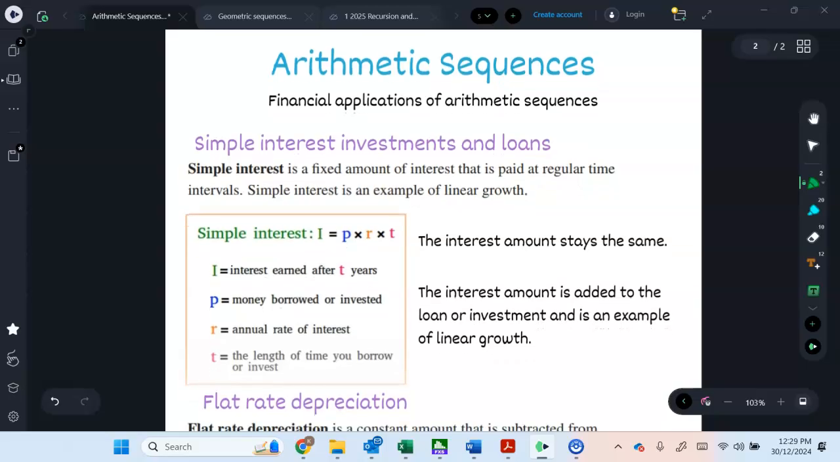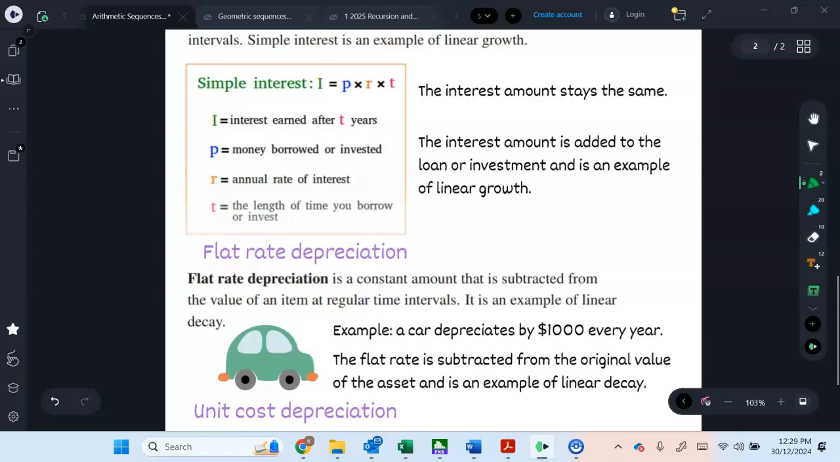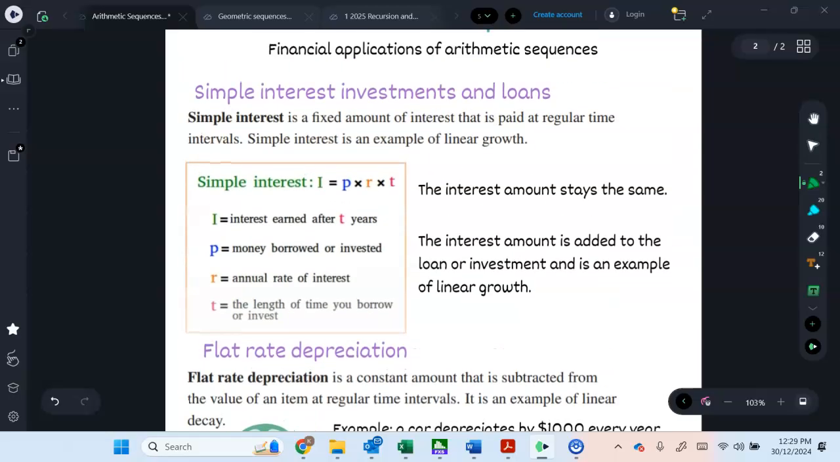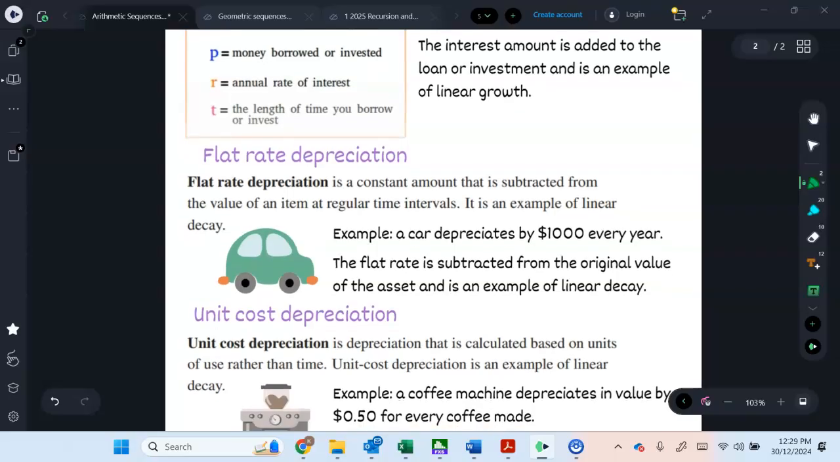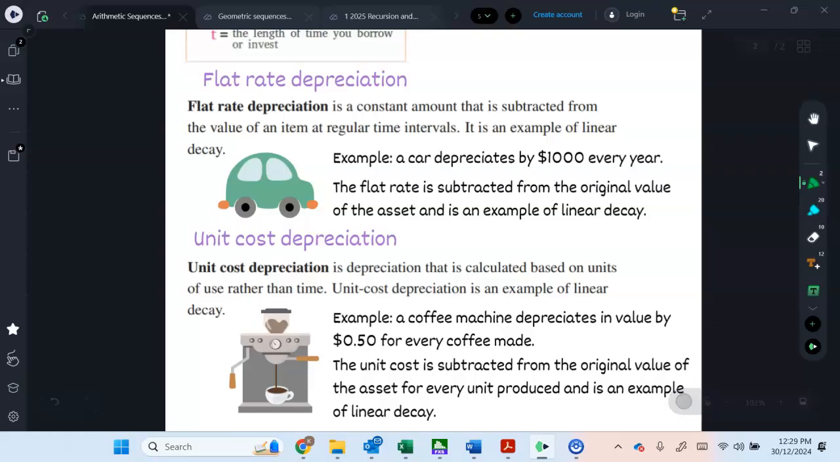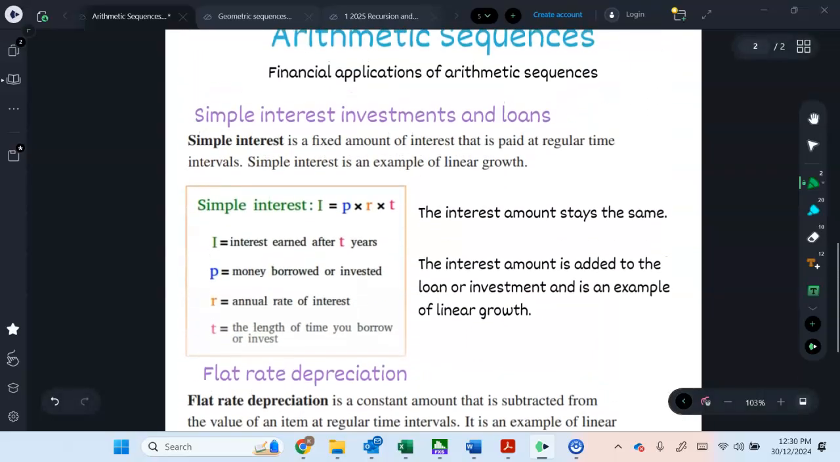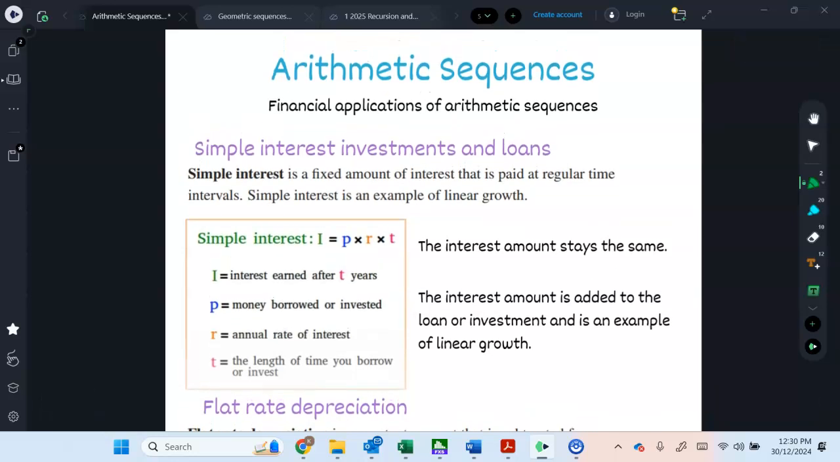With arithmetic sequences, the financial applications are that we could have simple interest, which is an example of arithmetic growth. And we could have flat rate depreciation, which is an example of linear decay, and unit cost depreciation, which is another example of linear decay. So let's just quickly go through these examples here.